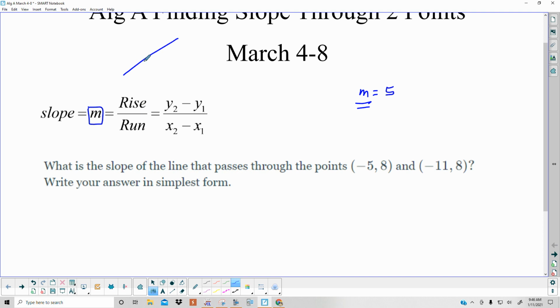We had been using the idea of rise over run. We've just been pulling that information right off the graph, looking at how much you rose and how much you ran, and then you wrote that information down. Well, now what you guys are going to be doing is using a formula to do it. And these things are called subscripts.